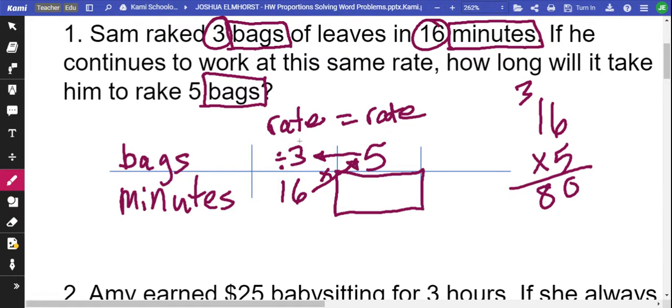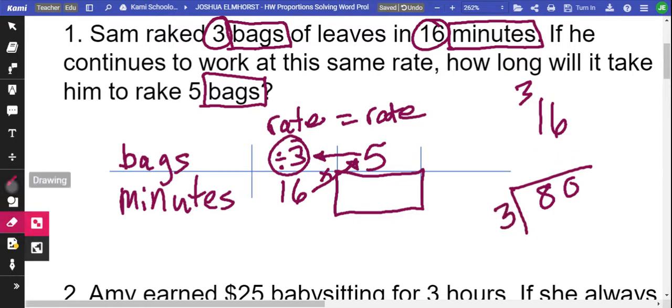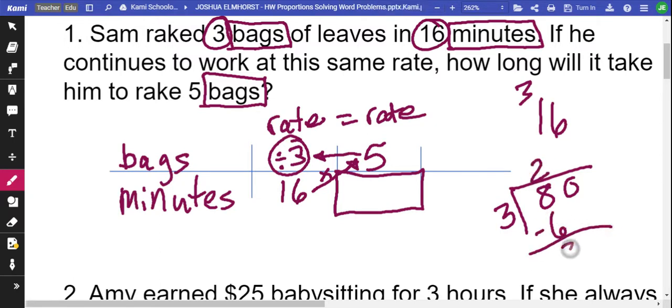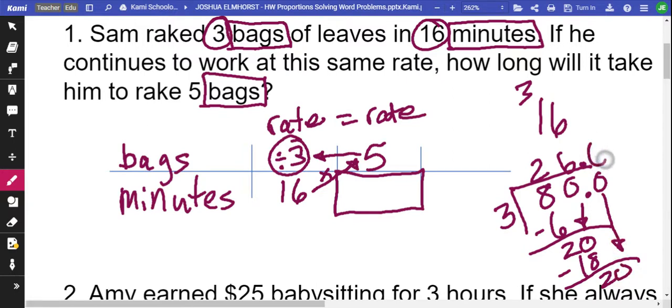It's going to give us 80. And then we divide by 3. 3 goes in there 2 times. 2 times 3 is 6. Bring it down. And then 3 goes into 20 6 times. 6 times 3 is 18. And we keep dividing. It's going to be the same remainder. So this is 26.6 repeating, or estimated to be 27. And that is the minutes.